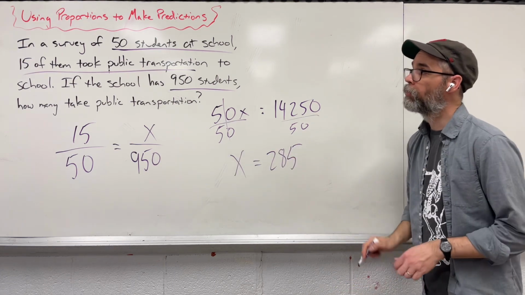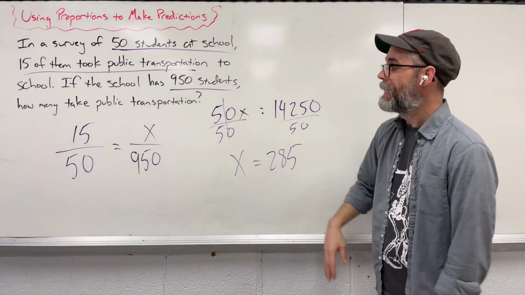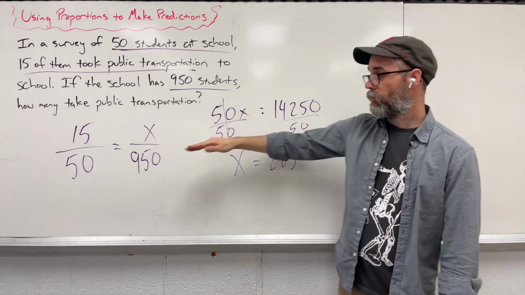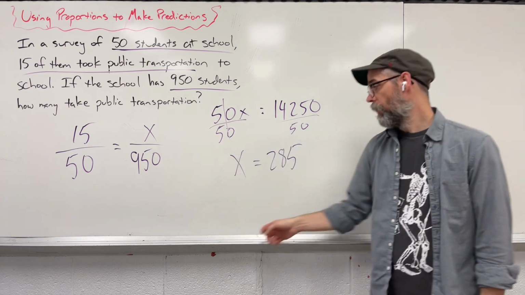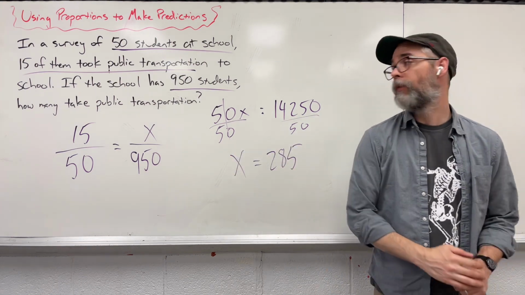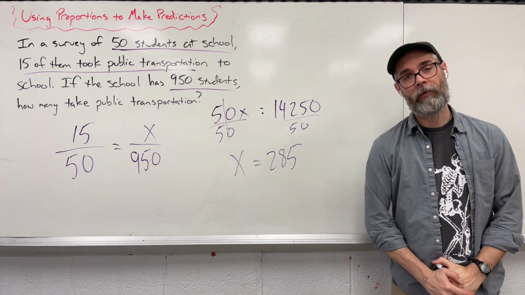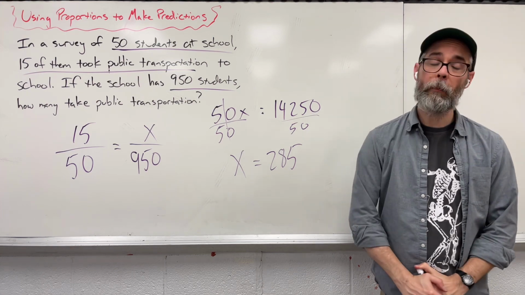285. So what did we just find? We predicted that in a school of 950 students, there's going to be about 285 of them that actually take public transportation. And that's using proportions to help make predictions.